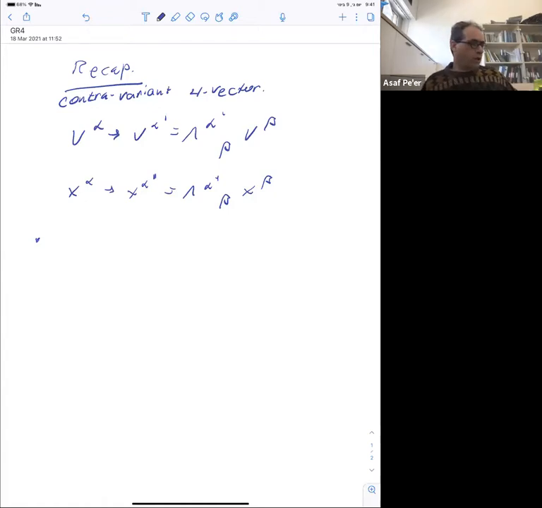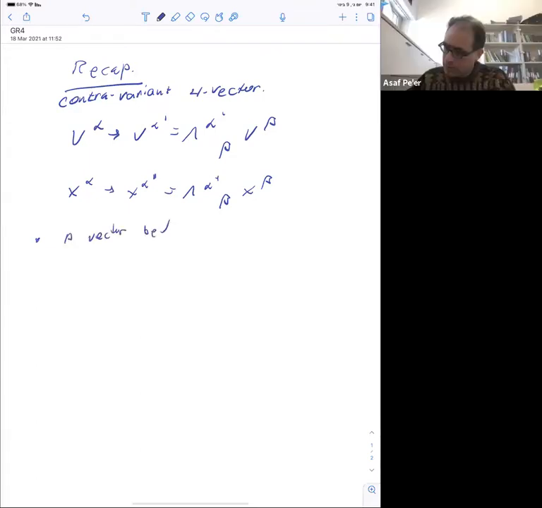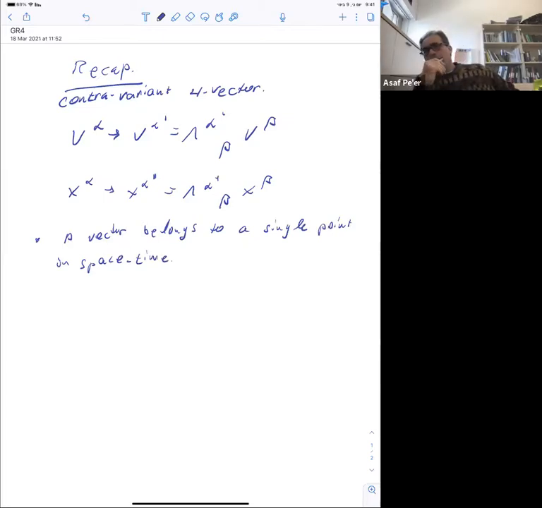Now, the other thing that I argue is that the most important thing to remember is that a vector belongs to a single point in space or in space-time. Again, you don't see that in Euclidean spaces, which are flat. You can freely move a vector from one point to the other.